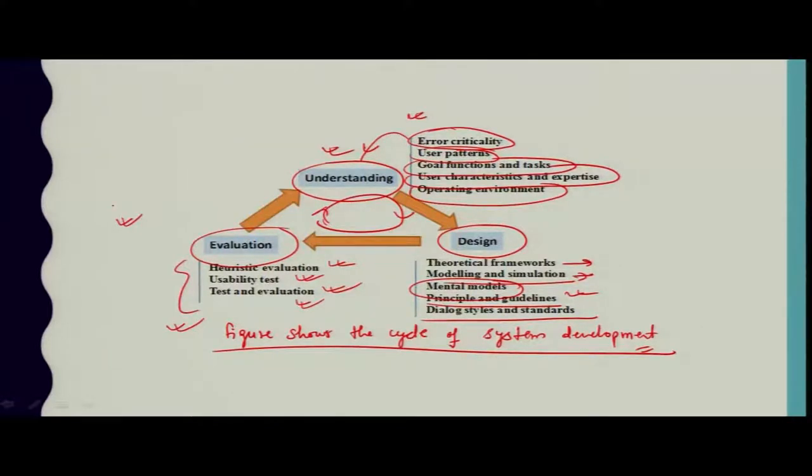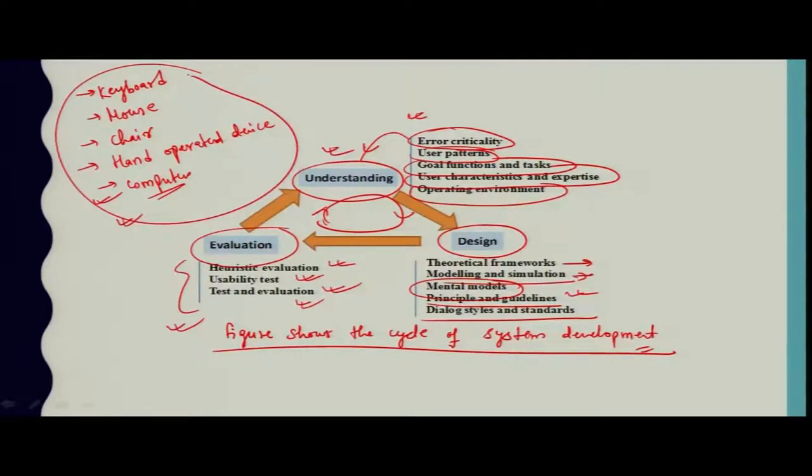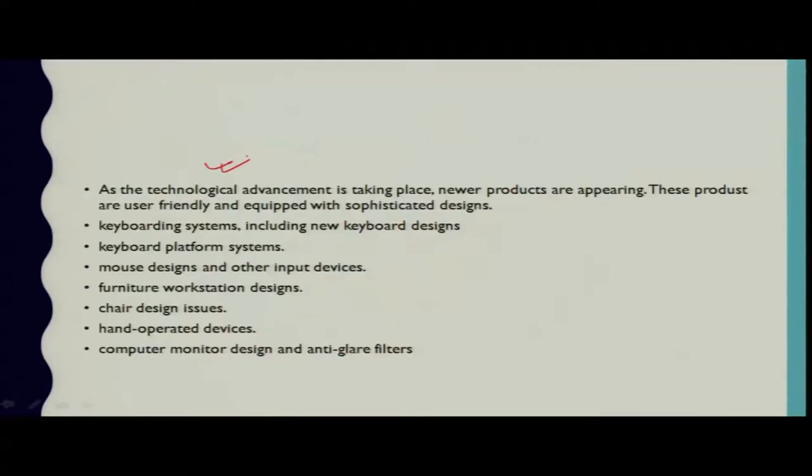The requirement of designing a product is that it should be user friendly and equipped with sophisticated design. We can take any example in our surroundings, like a keyboarding system including neat keyboard design, or mouse design, or chair design, or any hand operated device, or obviously a computer workstation, in order to analyze the product and its related aspects to understand the system development. That is why I have put this particular example for you, to take any example and check its development which has been performed in the course of time.